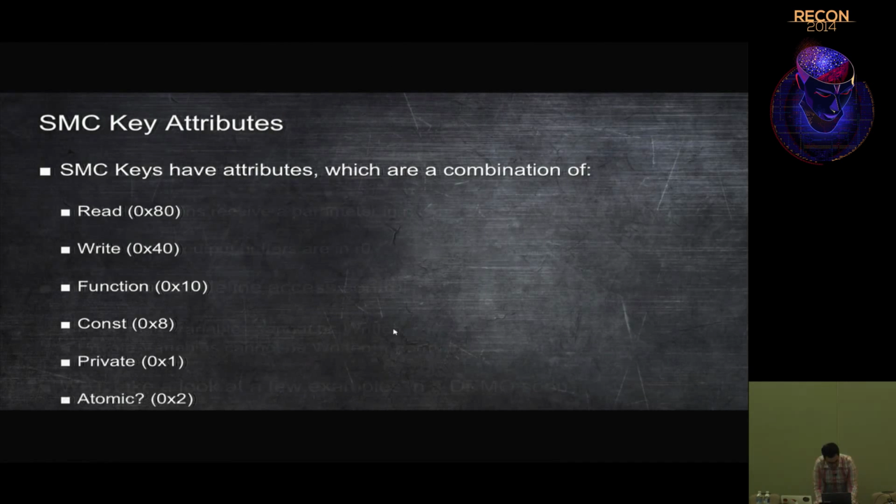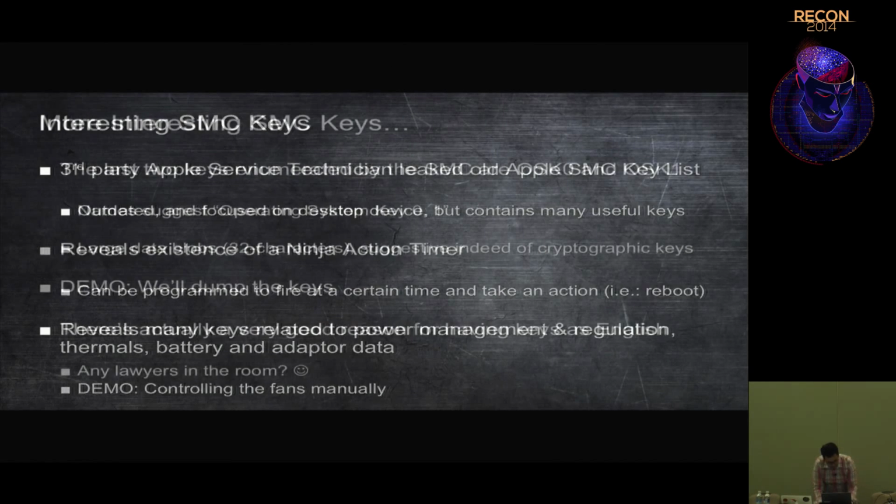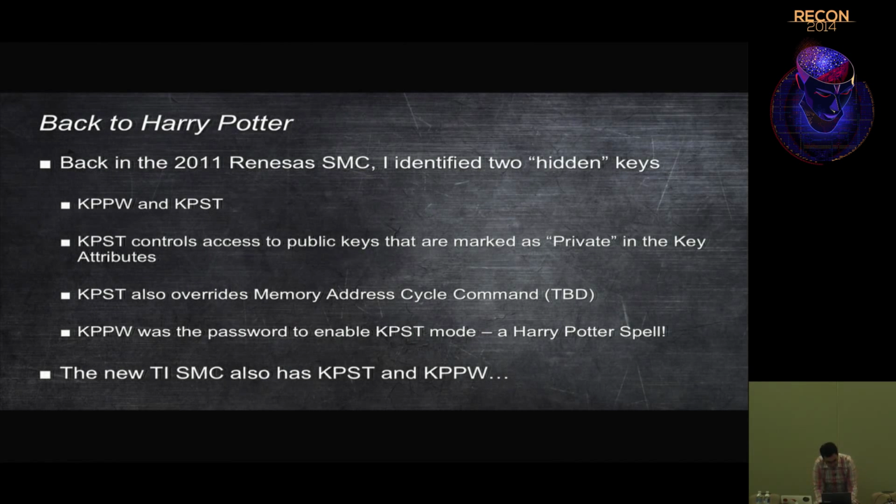But what happened is as soon as I saw that the code checked if KPST was set, and if KPST was set, then you could access those keys. So it lets you access the private keys. It also changes something called the memory access cycle command. And we'll see what that is.